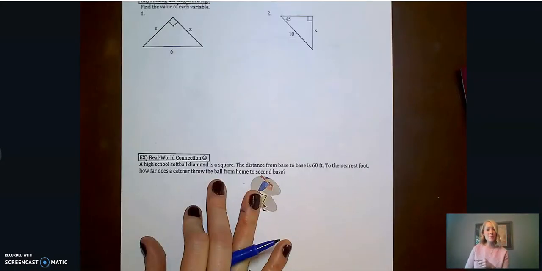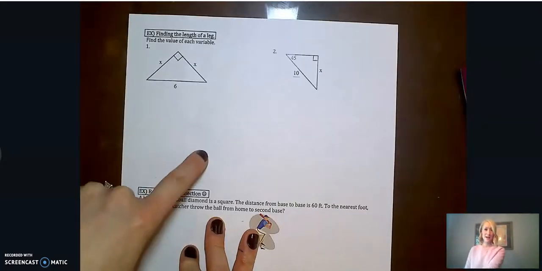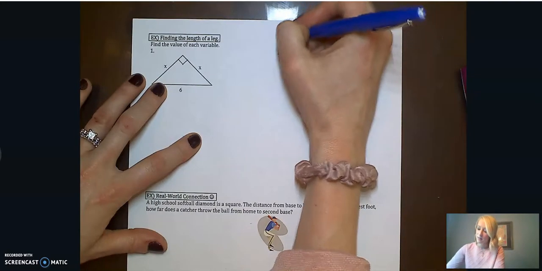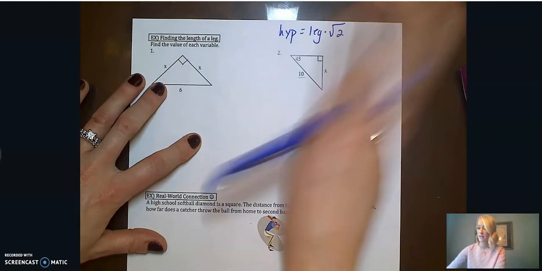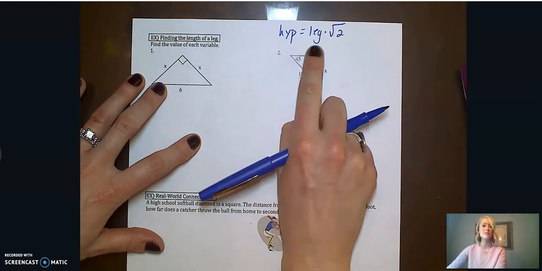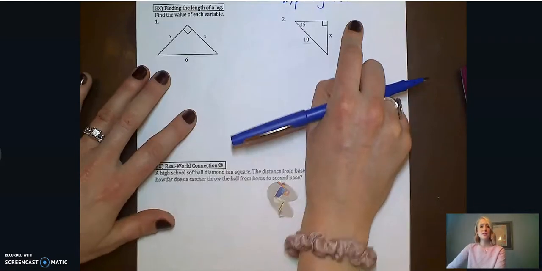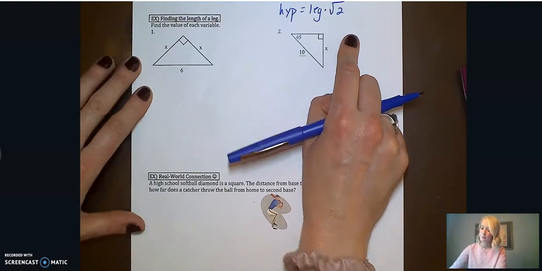Lots of multiplying by radical 2, and here on the back, dividing by radical 2. So same concept. The only thing, honestly, you guys, you need to know for 45-45-90s is this: hypotenuse equals leg times radical 2. You will get so sick of hearing me say that.